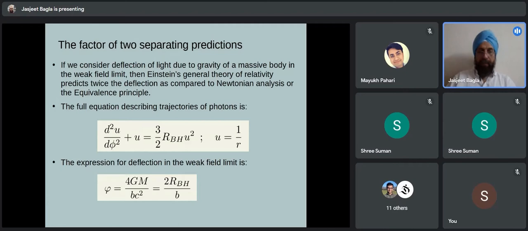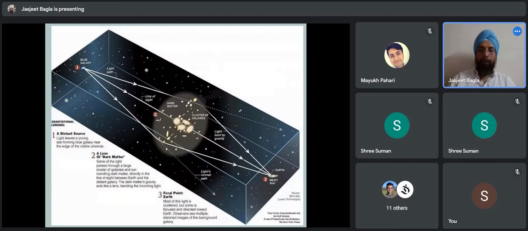Of course, the additional factor of 2 meant that the expected number for starlight grazing the sun went up from just under 1 arc second to around 1.7 arc seconds. So let me actually come back to this picture a little bit later. I seem to have missed some pictures.